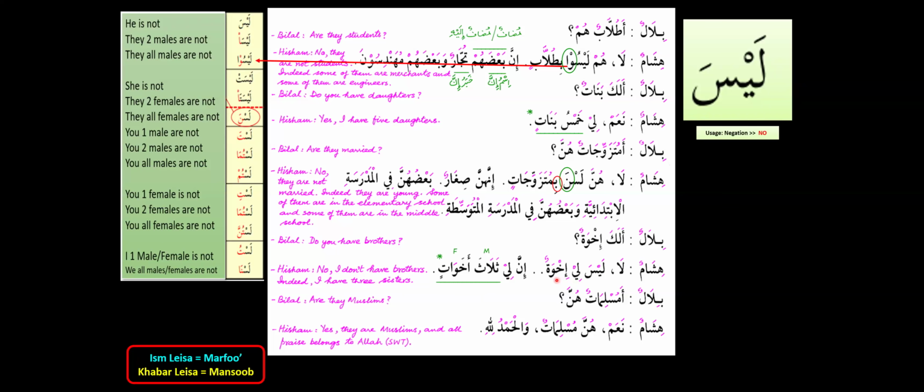Another way to find that out is ismu laysa is always marfu. So is li marfu? Li cannot be marfu. Li is a phrase khabar. Ikhwatun is marfu. This also tells you, oh, this is ismu laysa. So in asl, it is laysa ikhwatun li. But because of this delayed mubtada and early khabar, they have changed the placement.